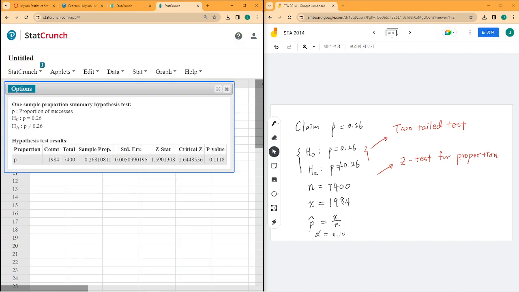Okay, this is the result we have. The sample proportion P hat is 0.2681 something, the Z stat is given as 1.59, the critical value is 1.64, and the P value is 0.1118. We are using the standard normal distribution to get the P values and so on. This is the standard normal distribution, and the critical value Z0 is 1.6448.